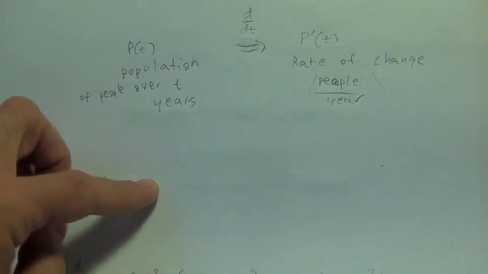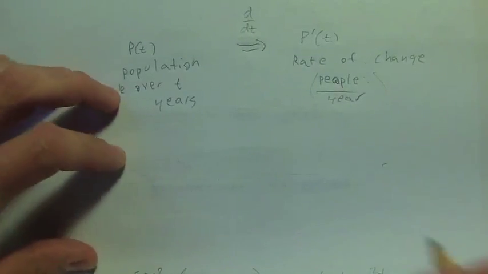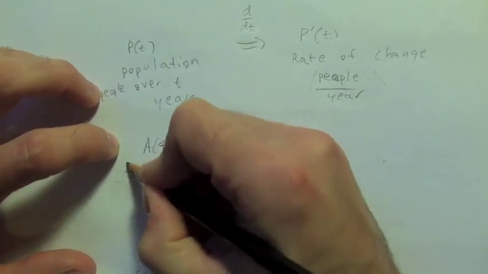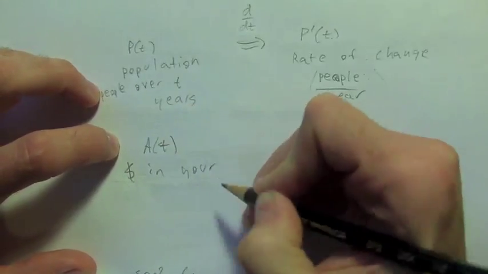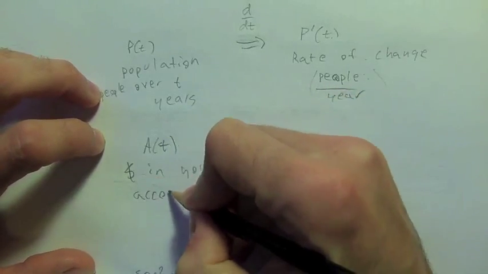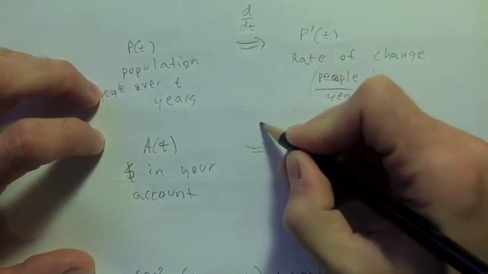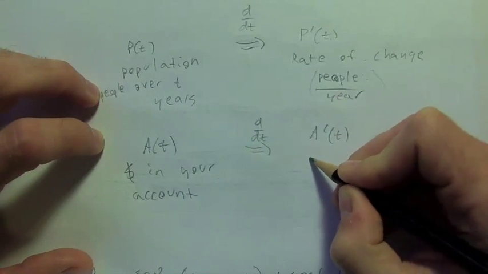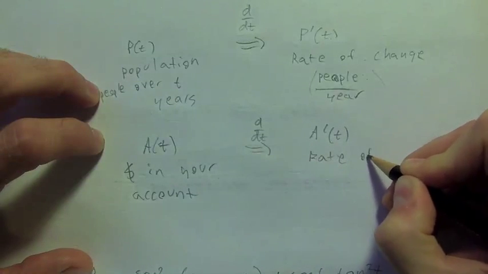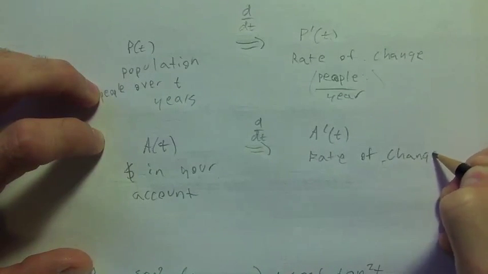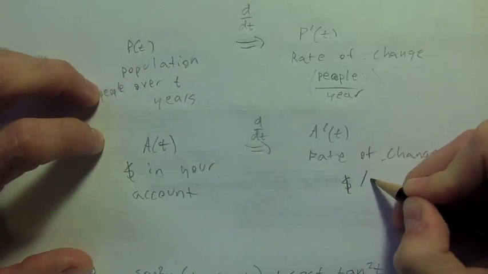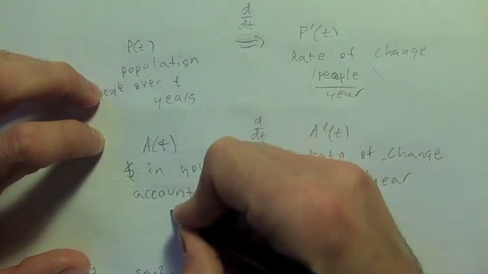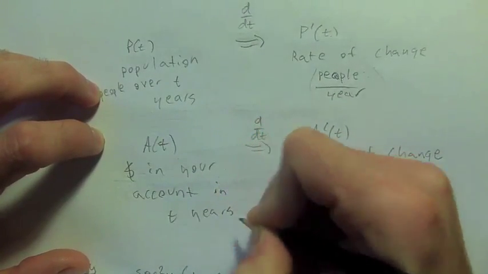It could be the amount of money in your account, right? So a of t could be money in your interest-bearing account. And if we took the derivative with respect to t, we'd get a prime of t, which will be, of course, the rate of change. But this would be in dollars per year, if this was in t years. Okay, it could be in months or whatever.